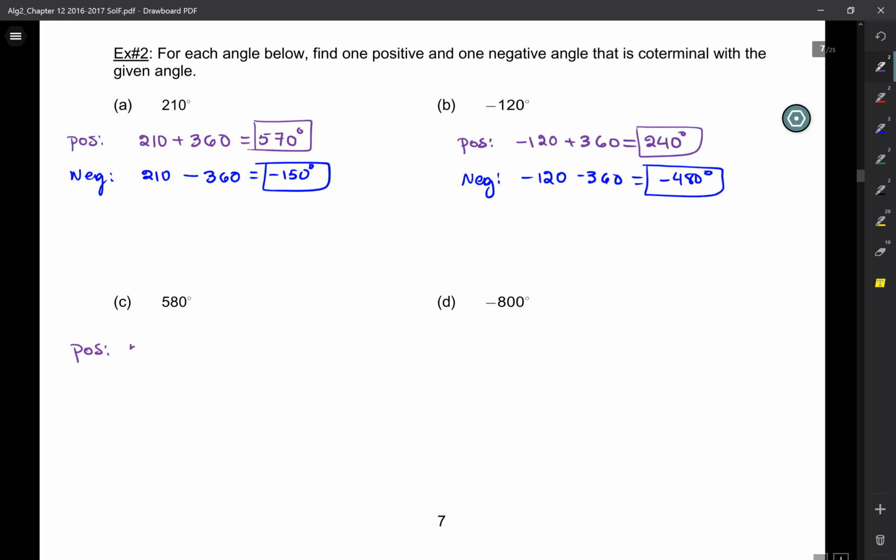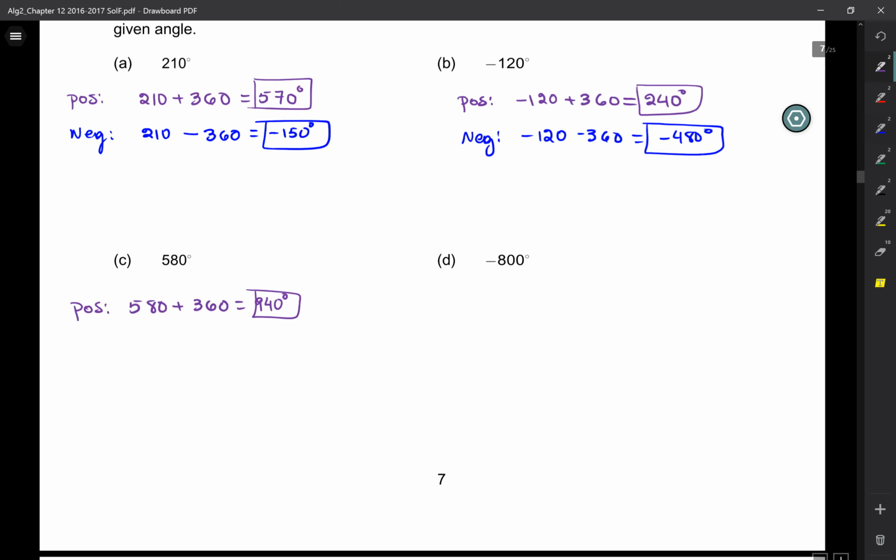For the positive, let's do 580 plus 360. That'll give us a positive number. How much would that give us? 940 degrees, and that's totally fine. It's a positive number, it's coterminal, it's totally fine.